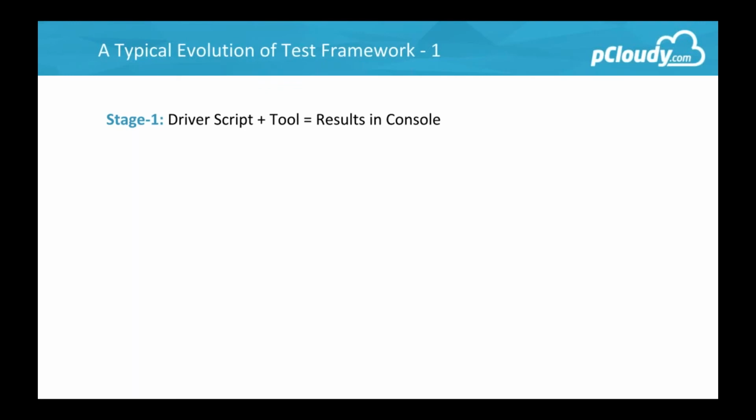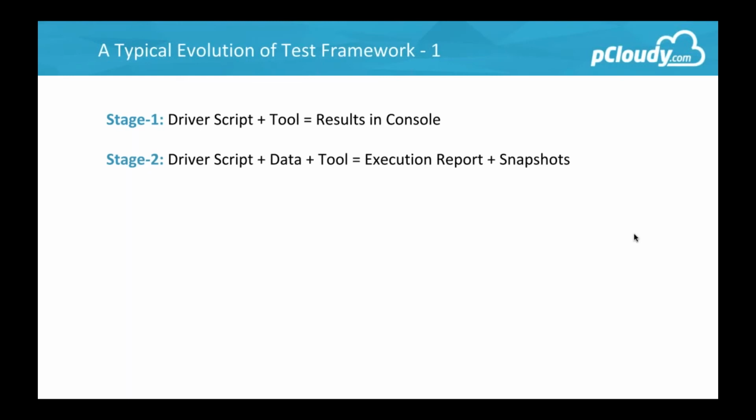Then we separate out the data and keep them in an XML or CSV or maybe in an XLS file. We now also need to find or develop a boilerplate code to read data from files. Luckily, capturing snapshots was not so difficult. So here comes our stage 2. Driver script plus data plus tool is equal to execution report plus a snapshot. So these are the two new things that we have added.